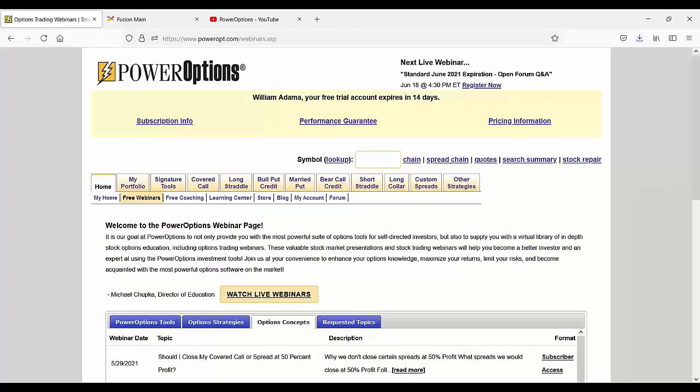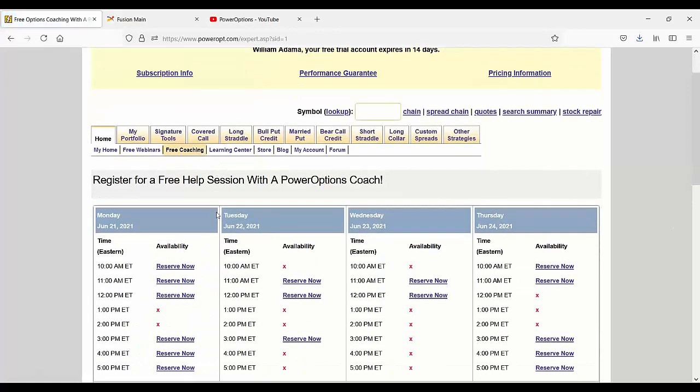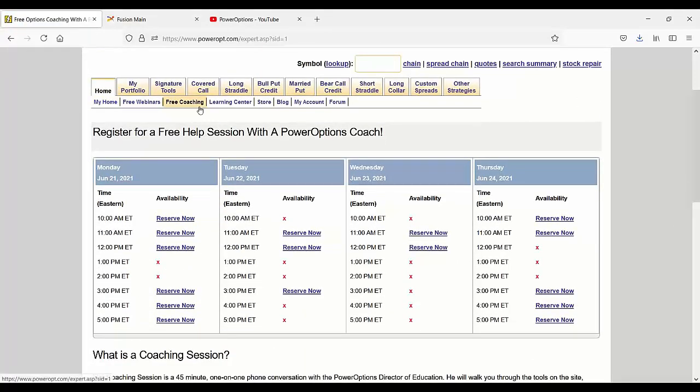Go through the paths that I mentioned, focus on 1 or 2 strategies. And then, of course, if you're on the trial, remember, as you start going through, you're going to have questions. Click on that free coaching. As a trial member or subscriber, you can schedule as many coaching sessions as you want. So just reserve a time for the session. It's usually a 45-minute phone conversation, Graham, with myself or Ernie.